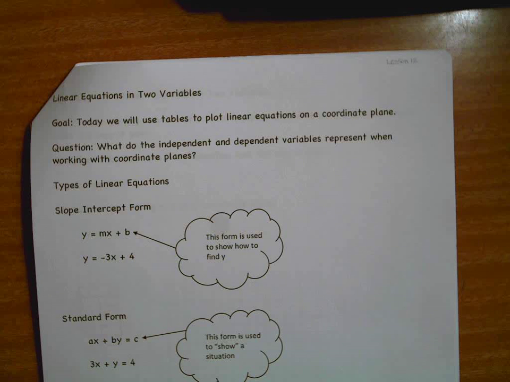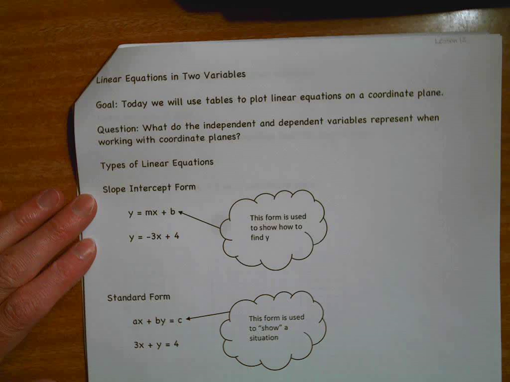The question that I want you to be thinking about is, what do independent and dependent variables represent when working with the coordinate planes? So what we need to do, first of all, is learn the names of two new equations that you are going to be using, and you need to be able to recognize them by name. One of them is called slope-intercept form.